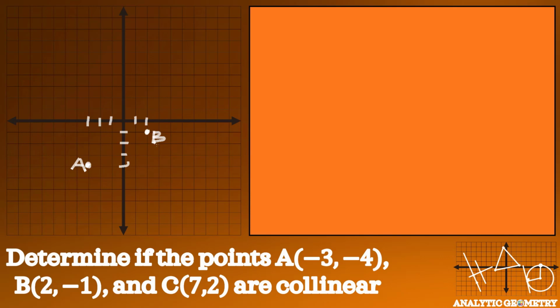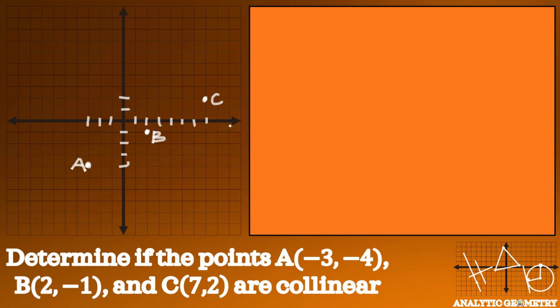And our C is at 7: 3, 4, 5, 6, 7. And then 2: 1, 2. This is our point C. These are the 3 points that are identified, and we are to find out if they are collinear.